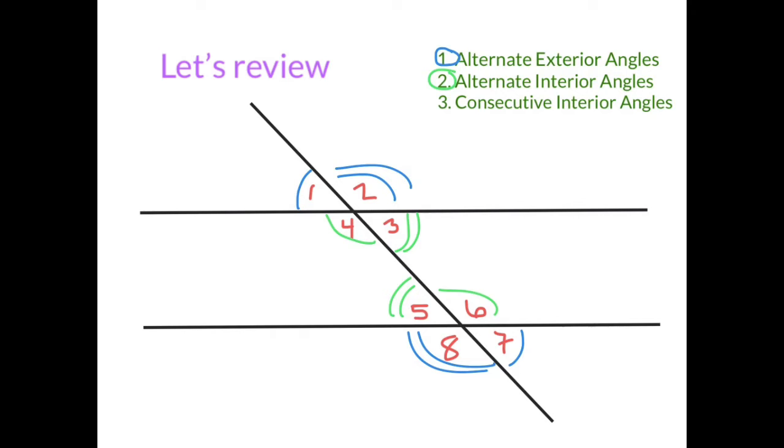And then last, the consecutive interior is right here, and so angle 3 and 6 add to equal 180. Angles 4 and 5 add to equal 180 because they are next to each other, consecutive interior angles. So those are the three relationships that we talked about in the previous two videos.